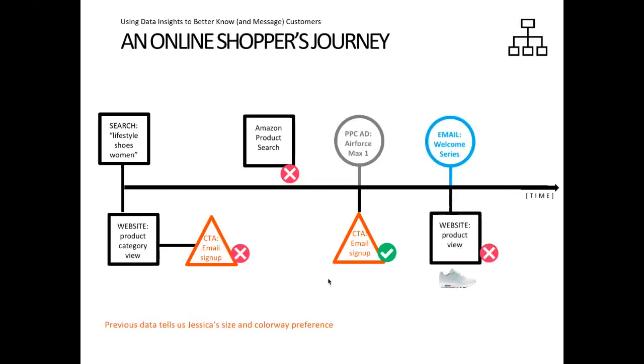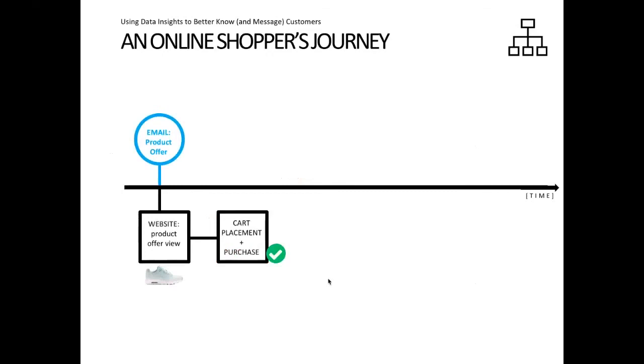message. So instead of getting a generic welcome series, she's getting a welcome message with the Air Force One product in it. And she clicks through, but she doesn't buy anything. But now we know we've got her on the hook. She's really low down the funnel. Time to close the deal. And we send an email product offer for the Nike Air Force One with some sort of a discount maybe. She goes to view it, and she goes ahead and makes that purchase.